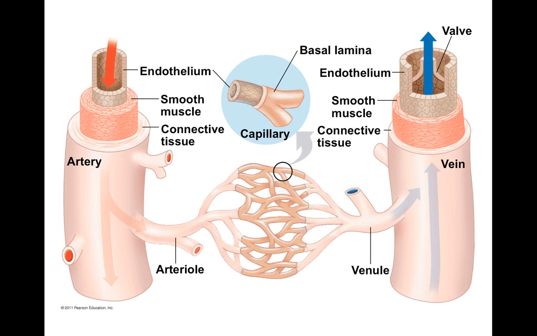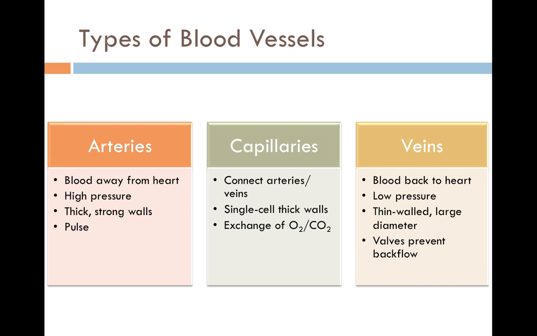So this is showing basically where the exchange happens. You have a vein and an artery. The difference is an artery takes blood away, and it's usually oxygenated. A vein takes blood towards the heart, and it's mostly deoxygenated. In between there, you have all these little capillaries where the gas exchange occurs.